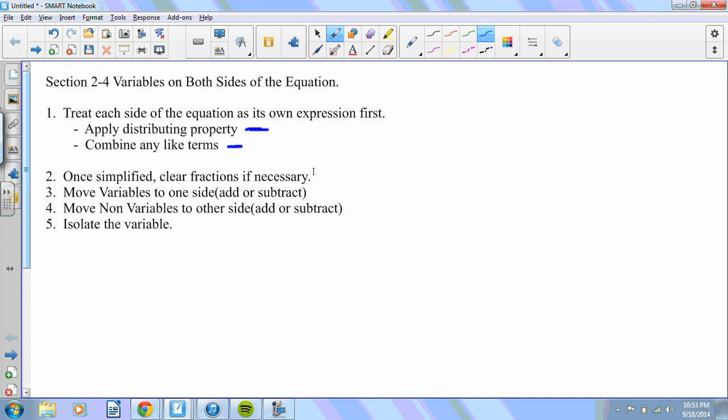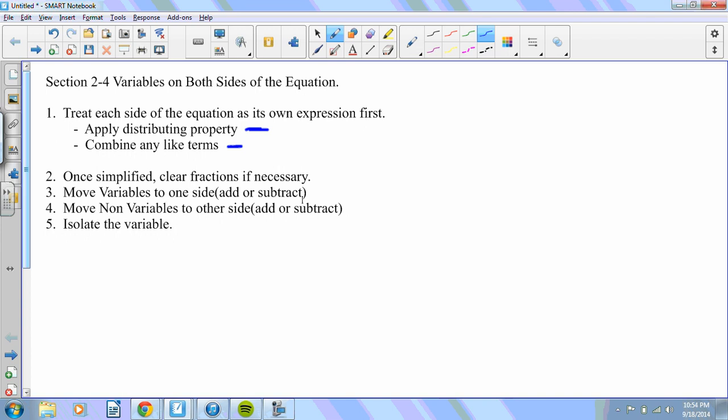Once you simplify, we're then going to clear our fractions. We talked about that yesterday. We're going to get rid of those fractions so we don't have to deal with them anymore. We'll see an example of this here in a second. And then we want to move variables to one side and non-variables to the other. Those are our constants, our numbers. So your letters are going to one side, your non-letters are going to the other.